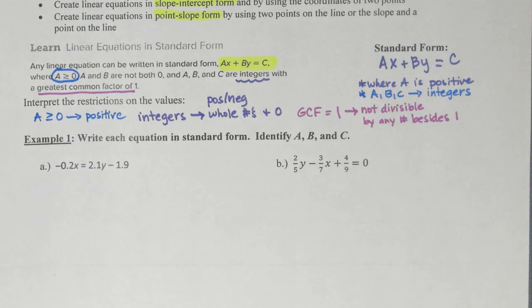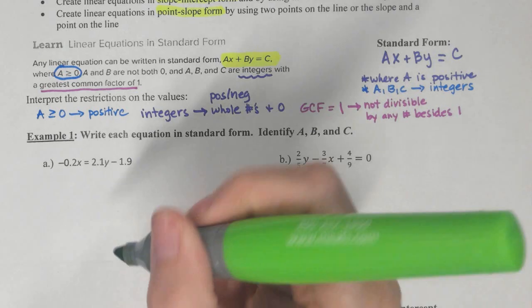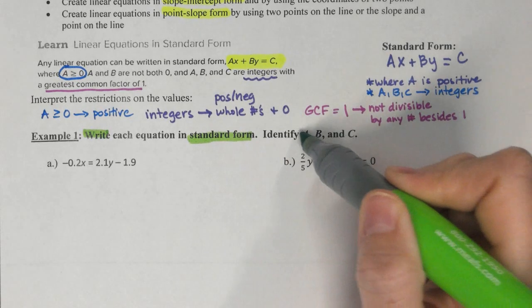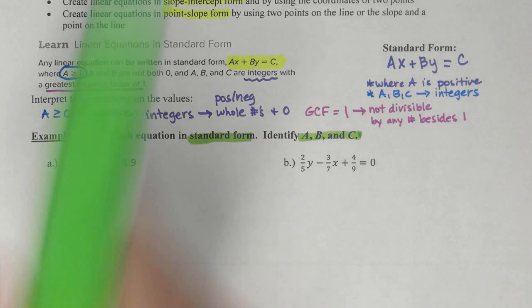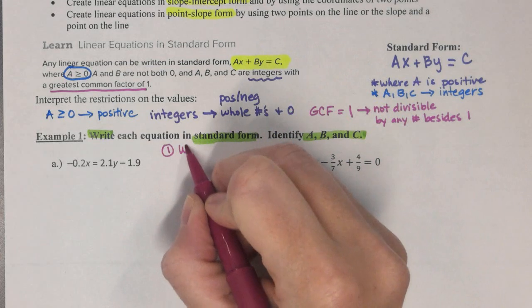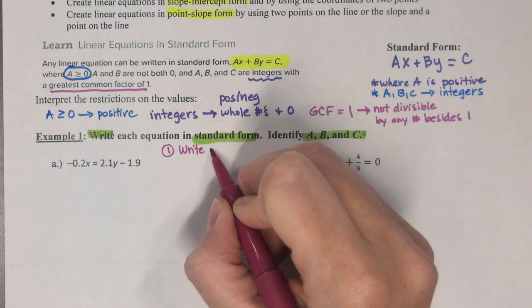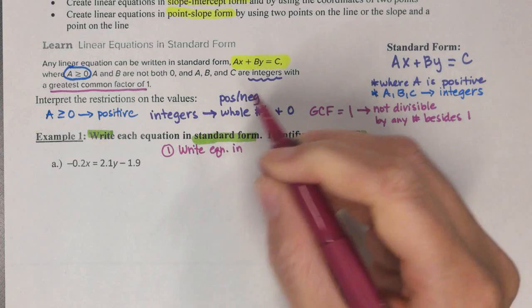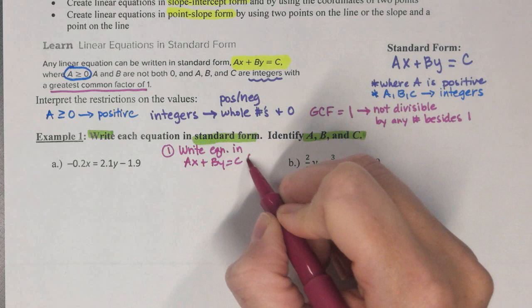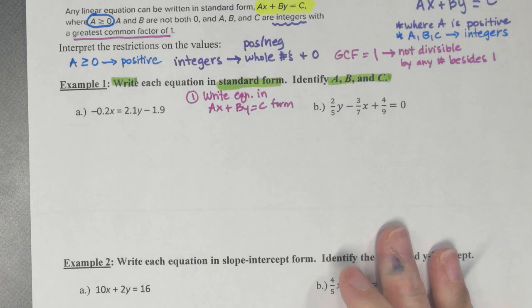Okay, so for the first example, we're going to write the equation in standard form and then identify the A, B, and C. Okay, so we have to write the equation in standard form and then identify our A, B, and C values. So the first thing I recommend that you do in this process is to write the equation in standard form, which is the ax plus by equals c. Okay, so we'll take care of that first.